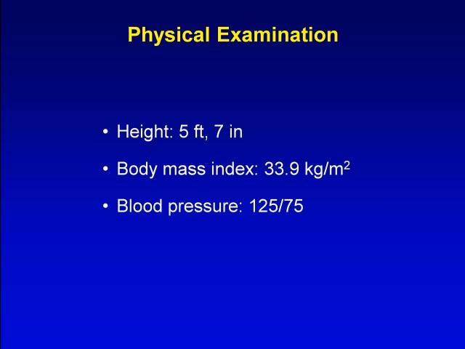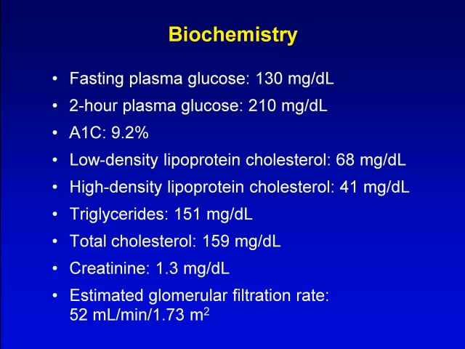On examination, he has a BMI of 33.9 and a blood pressure of 125/75. On testing, he has a fasting glucose of 130, a 2-hour glucose of 210, and an A1C of 9.2.